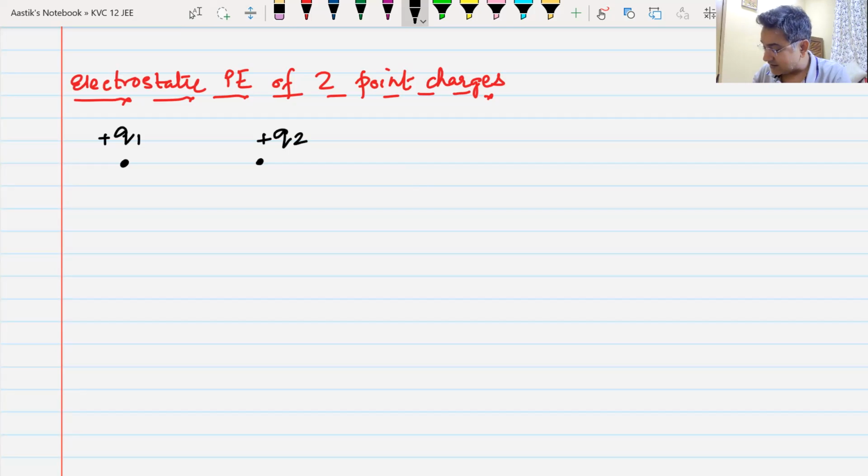If these 2-point charges are separated by a distance of r, what is the electrostatic potential energy of this system? The electrostatic potential energy of this system is given by this formula: K Q1 Q2 by r.